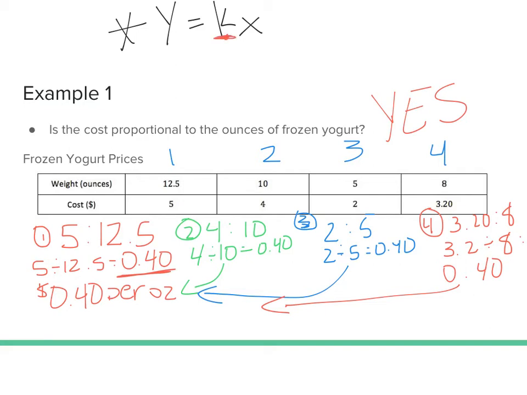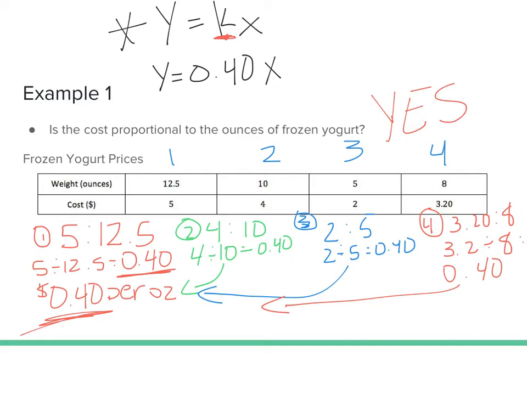So if I were to write an equation to represent this proportional relationship, all I would do is replace that K with our unit rate down here, which is 0.40. So we could say, for this frozen yogurt, y equals 0.40x, where the 0.40 is our unit rate. It's the price per ounce of frozen yogurt.